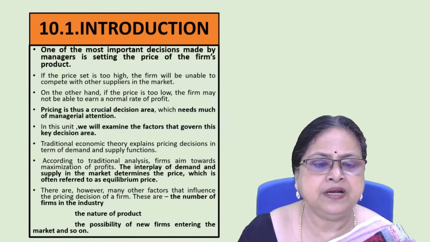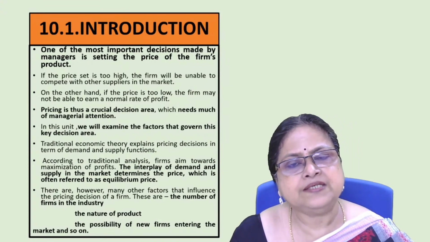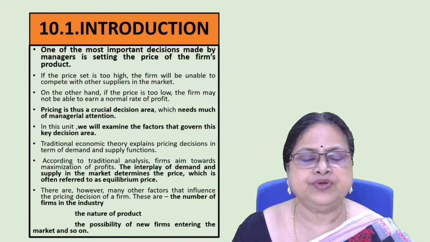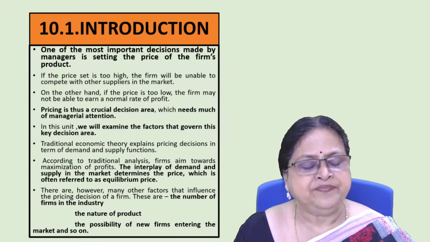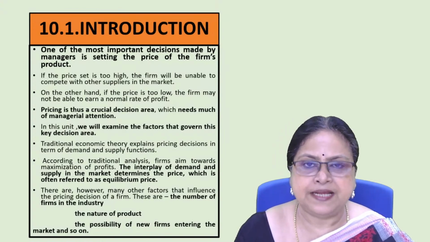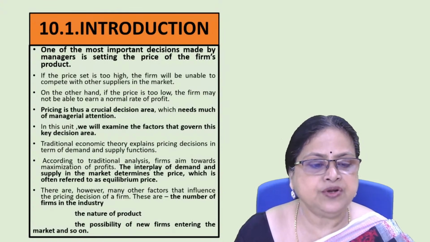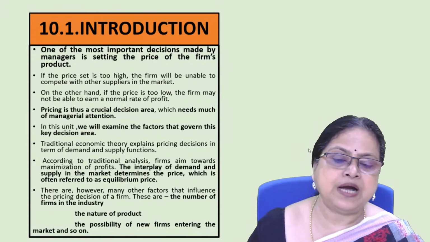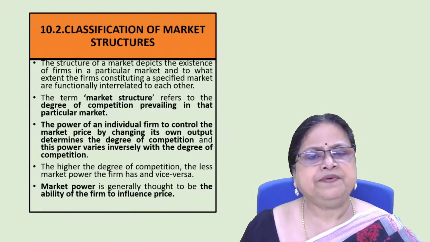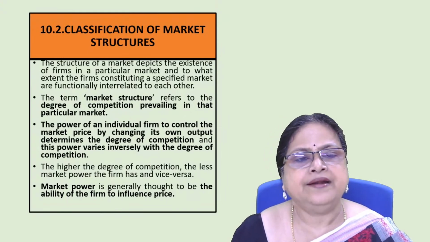It is not that simple. Demand and supply, if they are interacting with each other, are also influenced by other factors and they behave in that way, and then we go for equilibrium price. That is the thrust of this unit today. So there are many other factors that influence the pricing decision of the firms. They are the number of firms in the industry, the nature of product, the possibility of new firms entering the market, and so on.